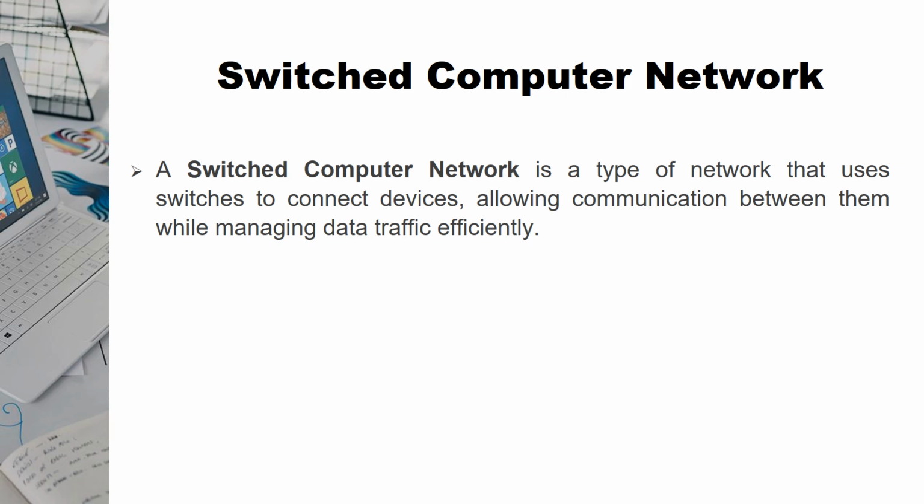Welcome to today's presentation on switched computer networks. A switched computer network is a type of network that uses specialized devices called switches to forward data packets between nodes. Switches are intelligent devices that can examine the destination address of a packet and forward it to the correct destination. We are going to explain circuit switching and packet switching.